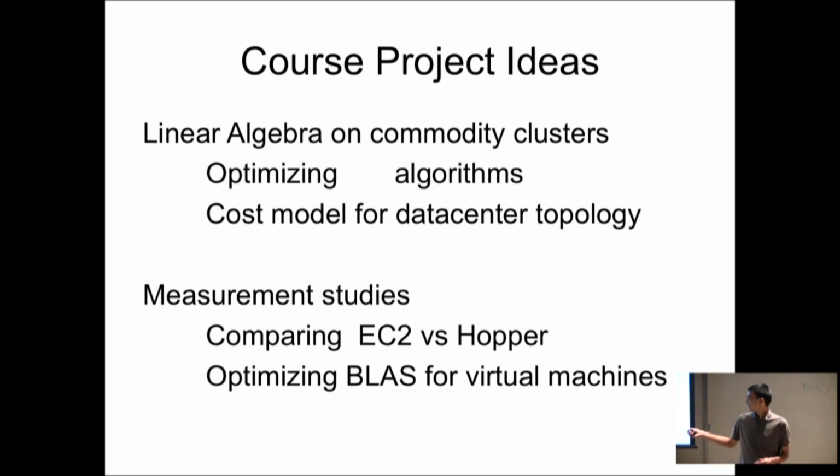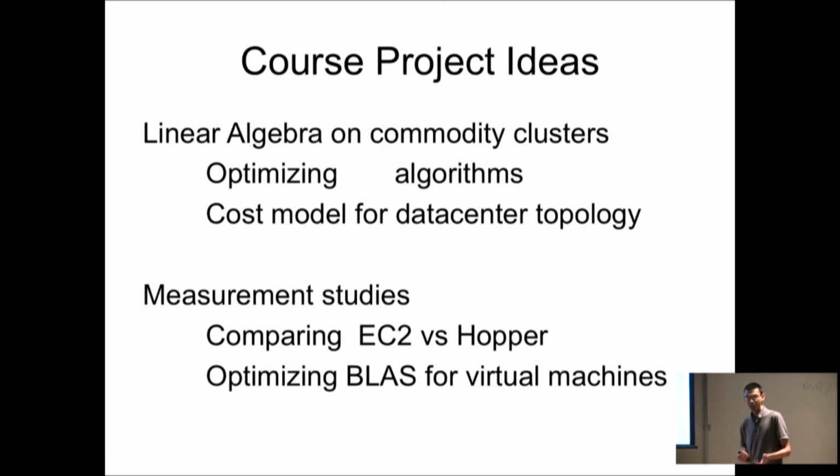I also think there are very good measurement studies that can be done. So I gave a very back of the envelope comparison of EC2 and Hopper, right? But there are obviously many more details that you can measure and profile and see what works well, where, and why.